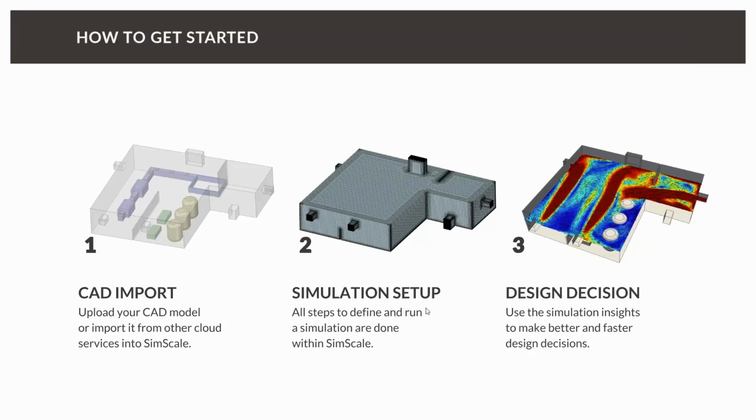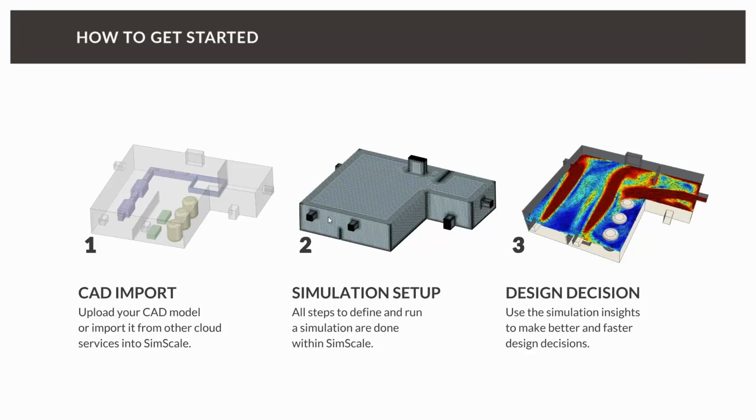The second step is the so-called simulation setup, which also includes meshing. Meshing is the process of dividing the continuous geometry into small elements, small hexahedral cells. The spatial accuracy of our simulation, of velocity and pressure, depends on the density of this mesh. The finer the mesh is, the more accurate the simulation is.